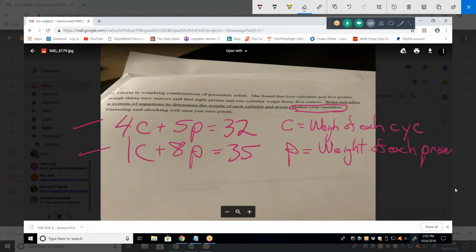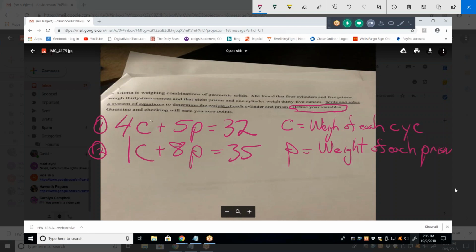Now, you have various methods that you've learned for solving 2 equations and 2 unknowns. There is equation 1, there's equation 2. What are the 2 methods? Would it be elimination and substitution? Okay, good. What are we going to use here?